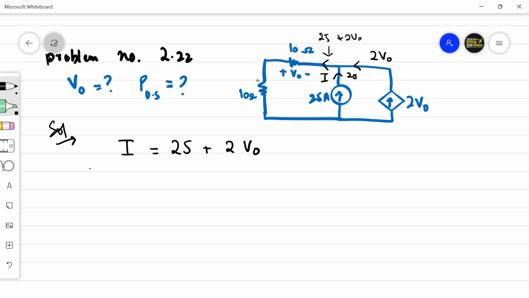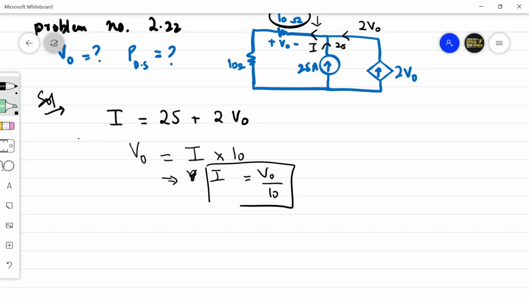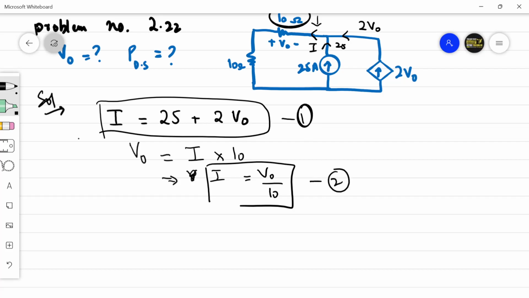I is also the current that is flowing through this 10 ohm resistor. So if I is the current flowing through this 10 ohm resistor and the voltage across this 10 ohm resistor is V naught, that means V naught is equal to I into 10, which implies I is equal to V naught divided by 10. So this is equation 1, this is equation 2, substituting 2 in 1.